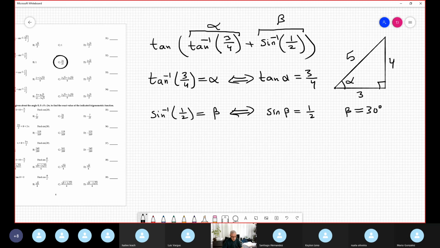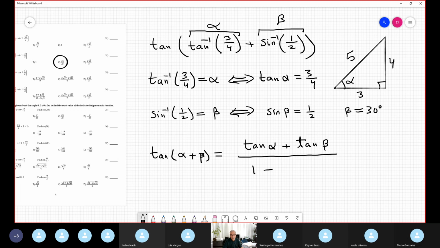Okay, now let's go to the formula. The formula for the tangent of alpha plus beta is tangent alpha plus tangent beta divided by 1 minus, you see, because when it's plus here, it's plus in the top, but it's minus in the bottom. When it's negative, it's completely opposite. Multiplication tangent alpha, tangent beta.